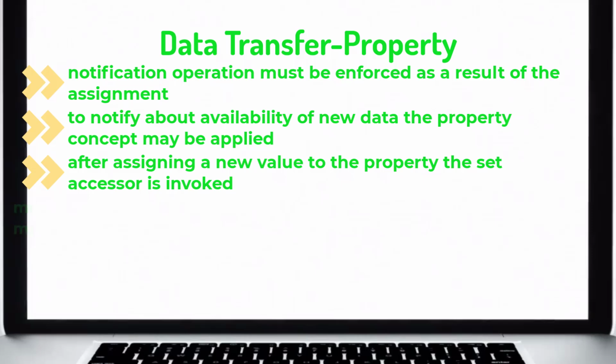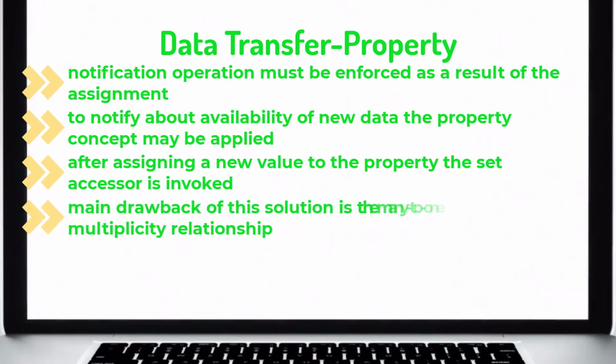The main drawback of this solution is the many-to-one multiplicity relationship between producers and consumers. This relationship limits the applicability scope. To overcome this drawback, a different approach must be applied. The most important conclusion from this interoperability implementation is that the notification is implemented by the invocation of a block, a sequence of instructions.